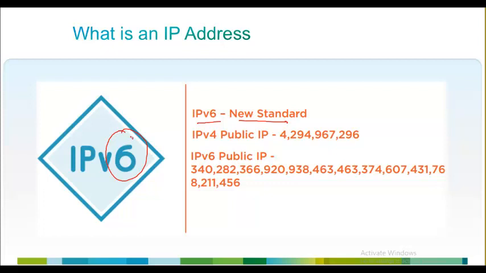So they came up with a new standard called IPv6, which is 128 binary bit size. IPv6 is 128 bit size, whereas IPv4 is 32 bit size. Huge difference. Huge difference. What do you mean by huge difference? 32 and 128.